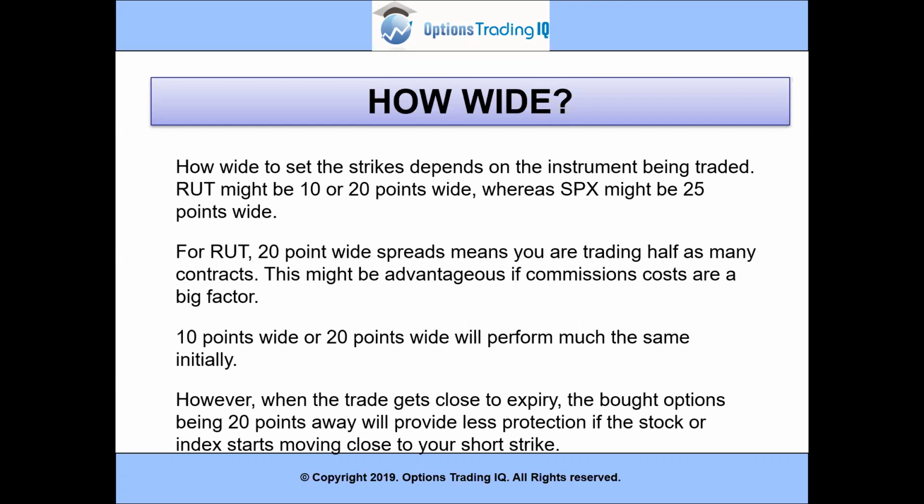However, when the trade gets close to expiry, the bought options being 20 points away, so a 20-point wide spread, that's going to provide you less protection if the stock or index starts moving close to your short strike. So it's only really a factor if you're taking it close to expiry, which I tend not to do. But just be aware of that. If you're trading wider, those further out options start to decay and become worthless a lot quicker, and they provide a bit less protection. But I'm usually, as I said, 20 points wide on the Russell.